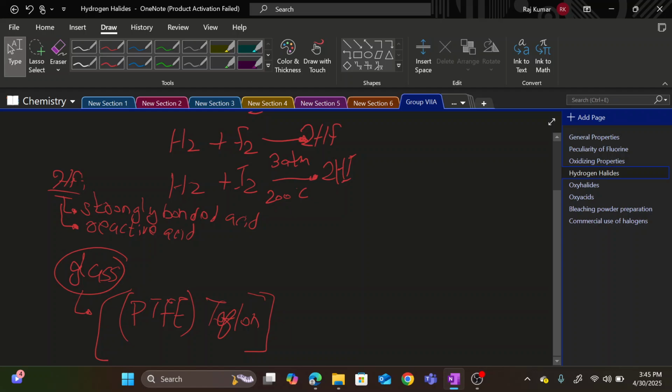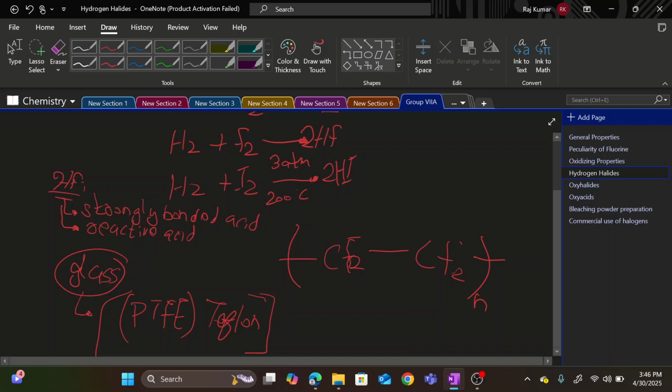Polytetrafluoroethylene has a formula as well. It's pretty long, something like this: CF2, and then two bonds here, CF2, two bonds here, and in that way there's an entire polymeric chain, which is polytetrafluoroethylene, also known as Teflon.